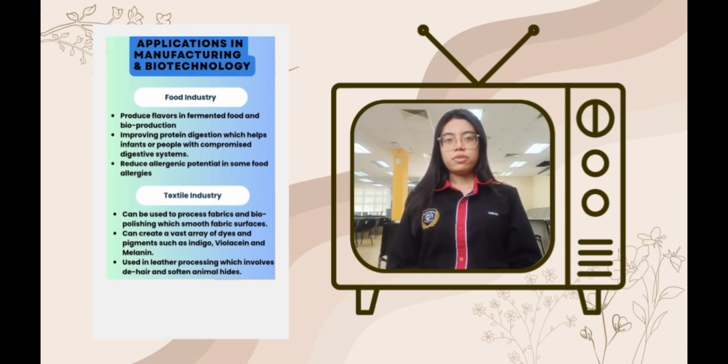Alright, so next we're moving on to the textile industry. Amino acid can be used to process fabric and polishing, which smooths the fabric surface. Next, it can also create a vast array of dyes and pigments such as indigo, violet, and melanin. And lastly, it is used in leather processing, which involves removing the hair and softening animal hides.